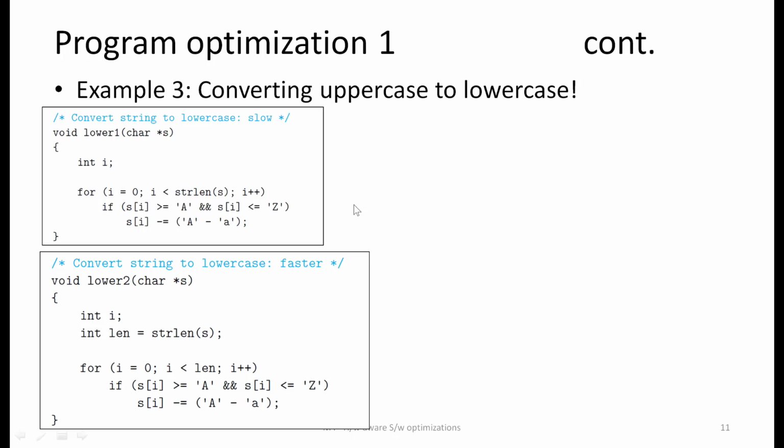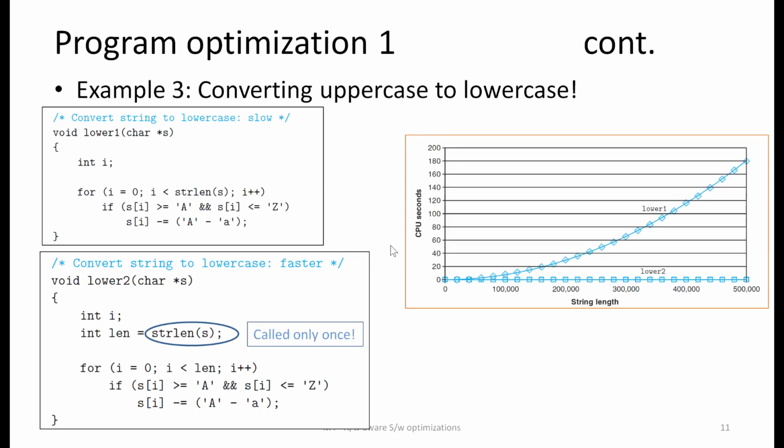When the system programmers ran it on the actual hardware, this is how the eventual behavior was. On the x-axis we have the string length, on the y-axis we have the number of seconds the programs took, and if you look at the time taken by lower1 and lower2, as the string length increases, the disparity is quite high. For example, if we have a string of length 500,000 characters, then lower2 would take only a few seconds, but lower1 would take 180 seconds, which is a huge difference and a huge performance benefit with a small change in the code.